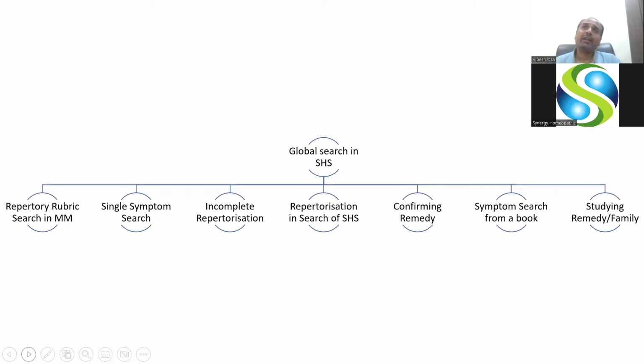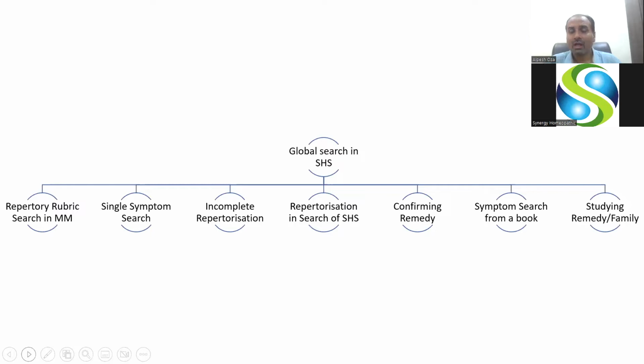There may be cases where you have found the particular symptom in the repertory, in the rubric, in any other repertory, but that symptom is not covering the other aspects of the case, or vice versa: other aspects of the case are covered and this particular symptom which is unique to the patient is not covered in the rubrics. So we'll see a couple of scenarios for that.